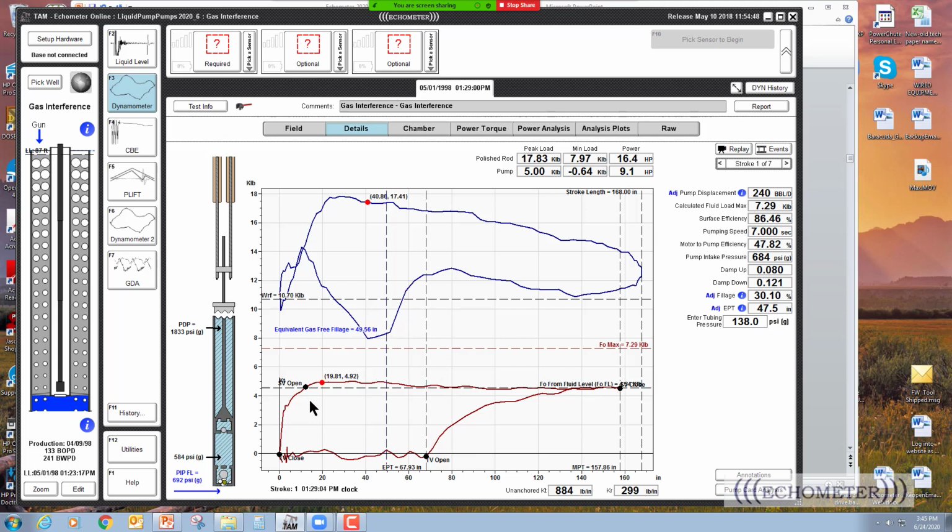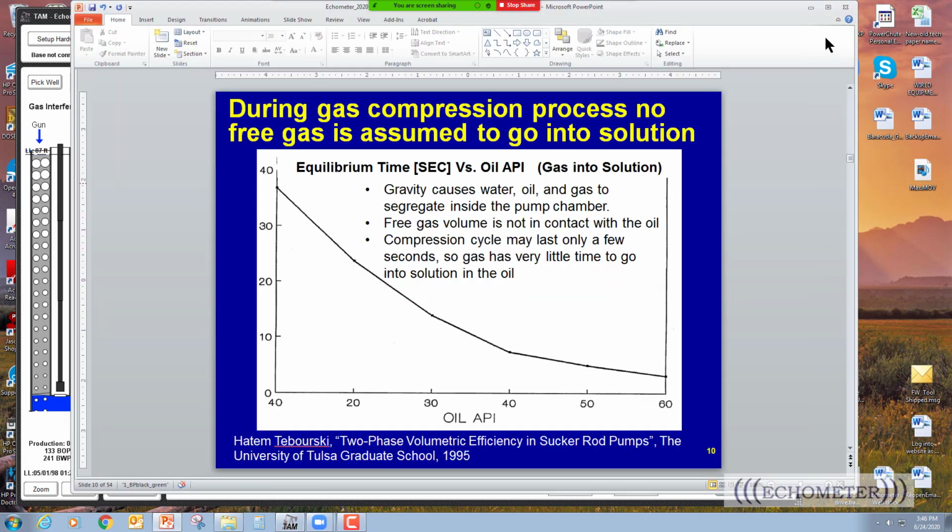Well, what is the pressure on the fluid from here to here? The pressure from here to here is the intake pressure. And here it goes from intake pressure to discharge pressure. And the traveling valve opens, and then the pressure doesn't change. So back on that slide, let me flip back to that slide. This slide means that the oil and gas are in contact and being mixed at a certain pressure. And it takes about 8 seconds for 40 degree API crude to have the gas go in solution.